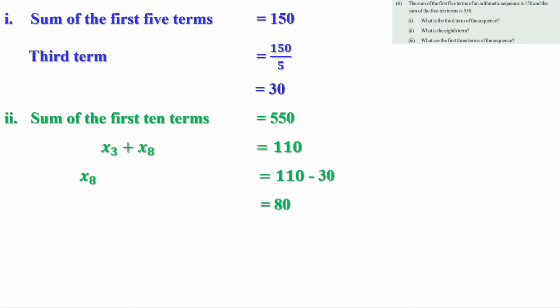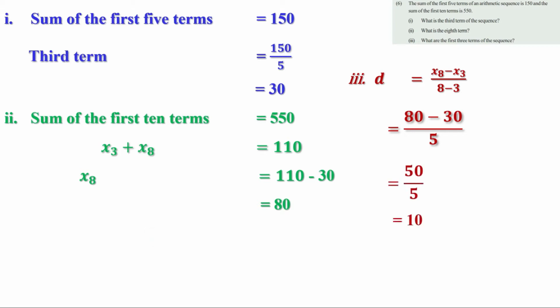Now we need to find the first 3 terms of the arithmetic sequence. For that it is enough to find the common difference. We have got 2 terms: the third term equals 30 and the 8th term equals 80. And we know the common difference is equal to term difference by position difference. That is the 8th term minus the 3rd term by 8 minus 3, which is 80 minus 30 by 5, or 50 by 5, which equals 10. So the common difference is 10, and we know the third term is 30, then the second term is 20 and the first term is 10. So the first 3 terms are 10, 20, 30.